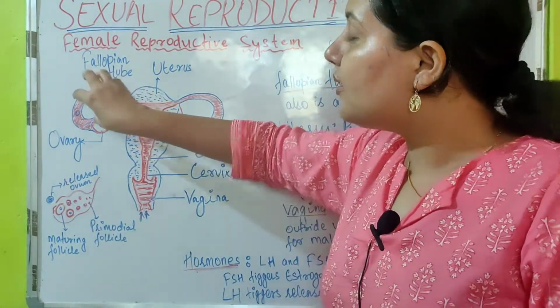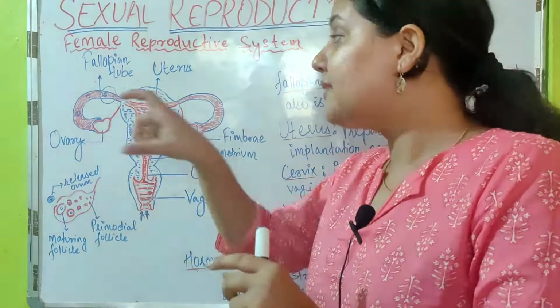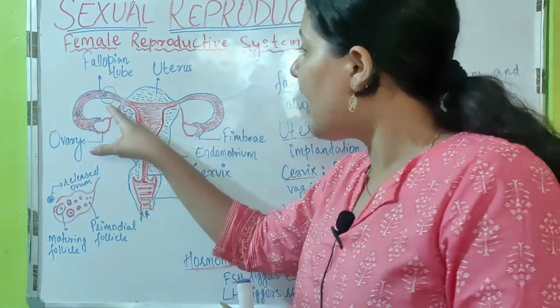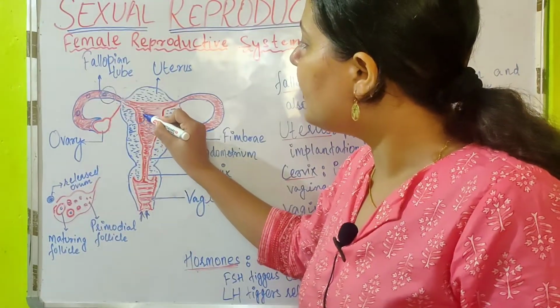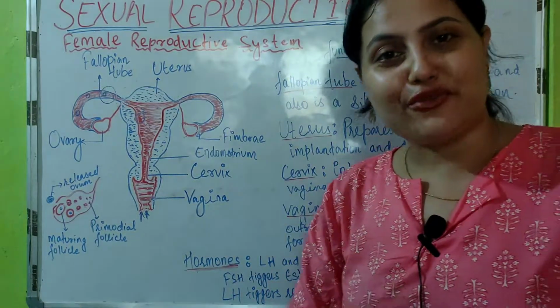And when the division of the cell happens till the 16 cell stage, then only it will descend down to the uterus and implant in the wall of the uterus.